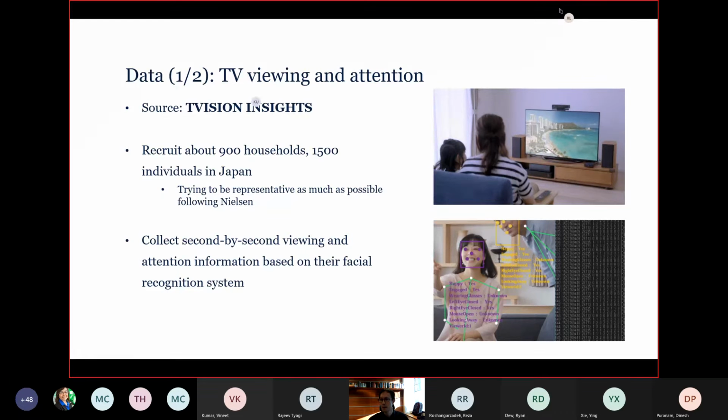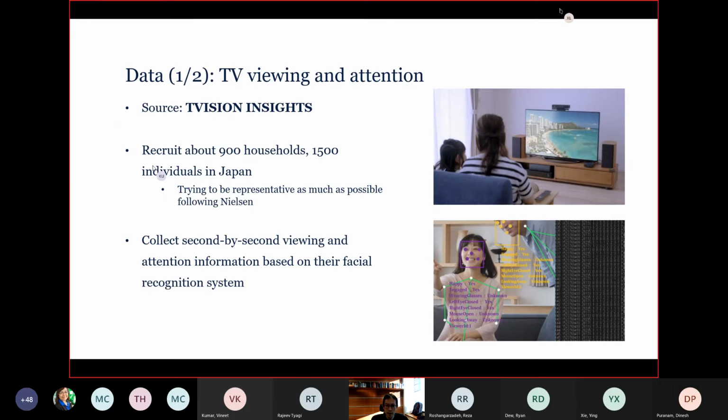What the company basically does is they recruit a bunch of people and put this device on top of the TV, and this device has a deep learning based facial recognition system, and that allows us to identify each individual viewer in front of the TV. Also they measure whether the person's eyes are open and actually paying attention to the screen or not. Because of this facial recognition system, we can separately identify each household member within the household.